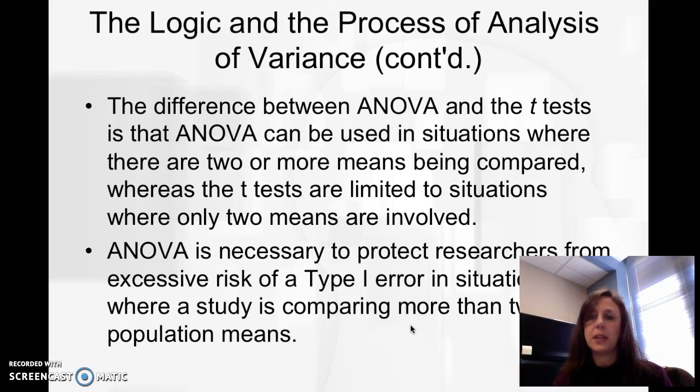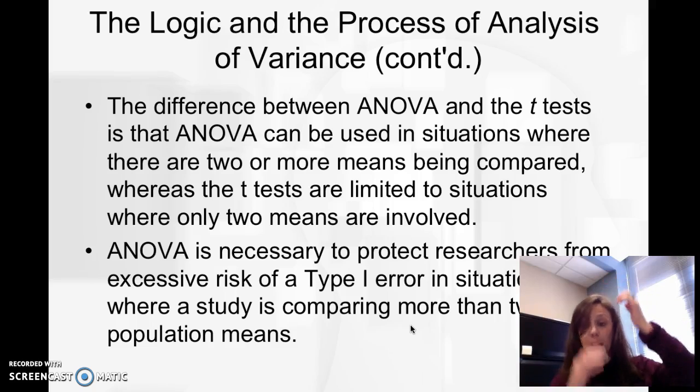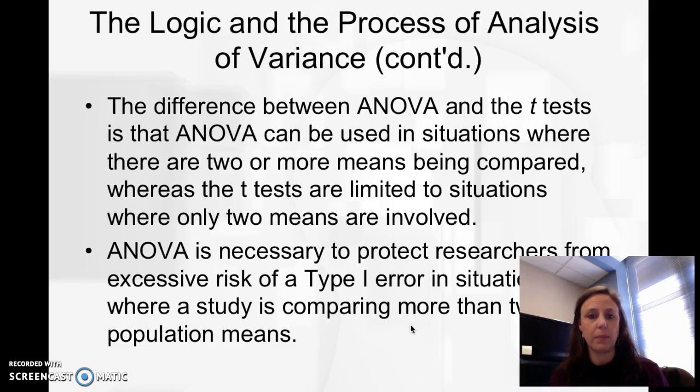The difference between the Anova and the t-test is that the Anova can be used when you have more than two treatment means. So if you have three groups, you can use the Anova. The Anova is an alternative to the t-test in that it protects against the risk of a type 1 error in situations where you have two or more groups.